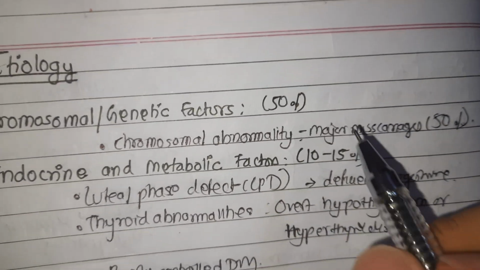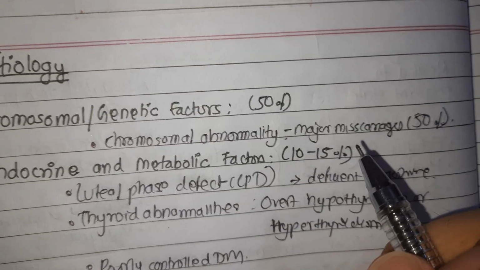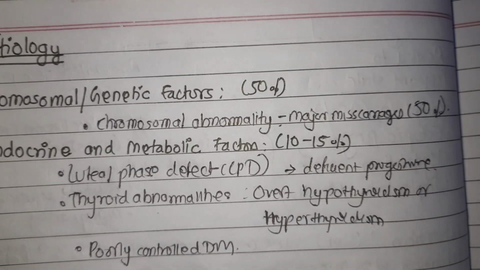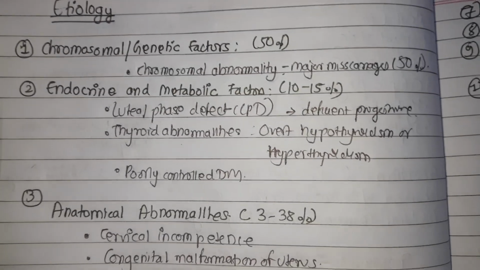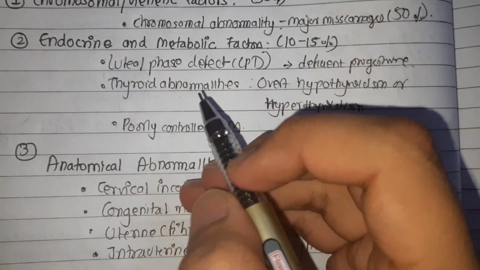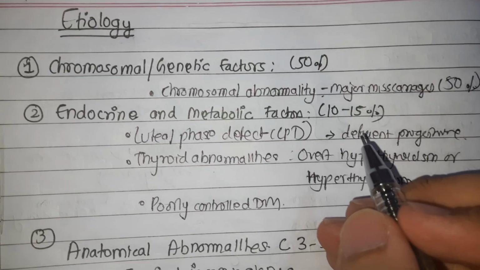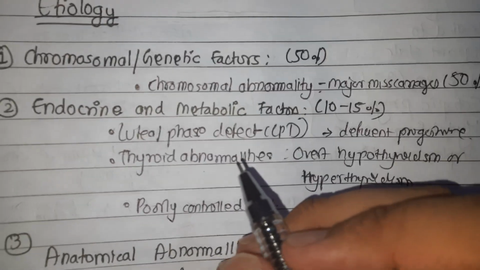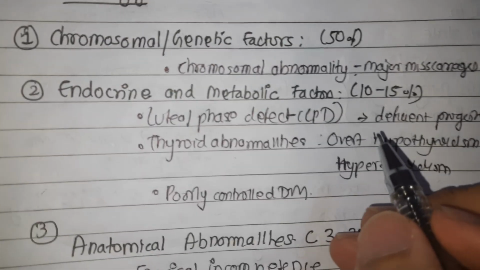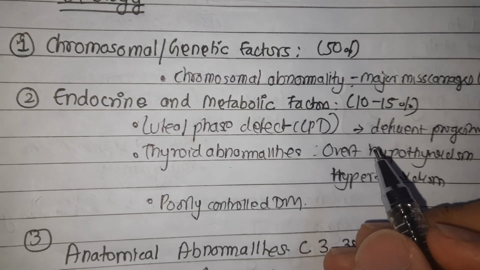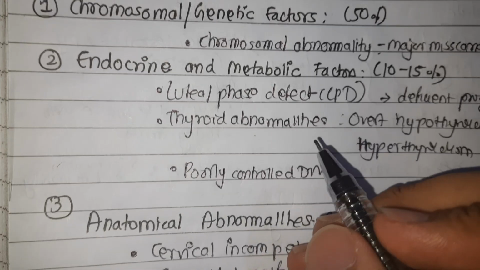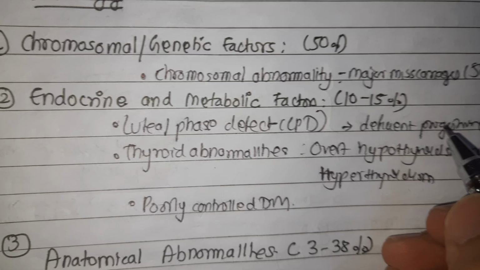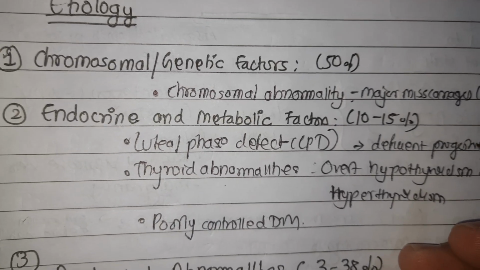So, these chromosomal abnormalities are mainly due to error in maternal gametogenesis in the ova. Secondly, we have endocrine and metabolic factors, that constitute 10 to 15%. The luteal phase defect results in early miscarriage, as implantation and placentation are not supported adequately. The deficient progesterone from the corpus luteum or poor endometrial response to progesterone is the cause for this.